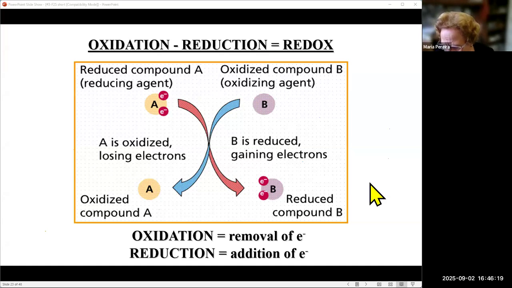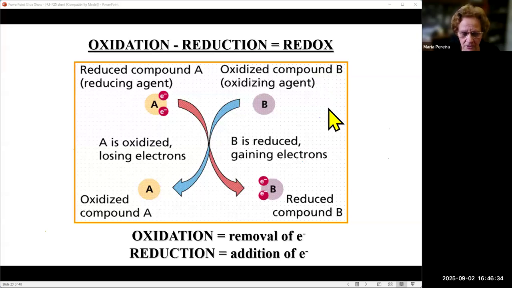Difference between endergonic and exergonic: exergonic releases energy, endergonic requires energy. Oxidation reduction, or redox reactions, occur all the time in our body.